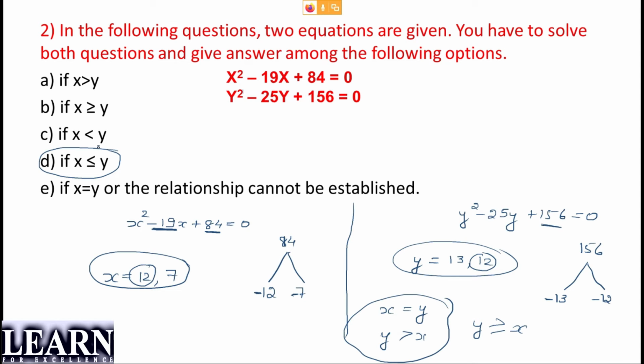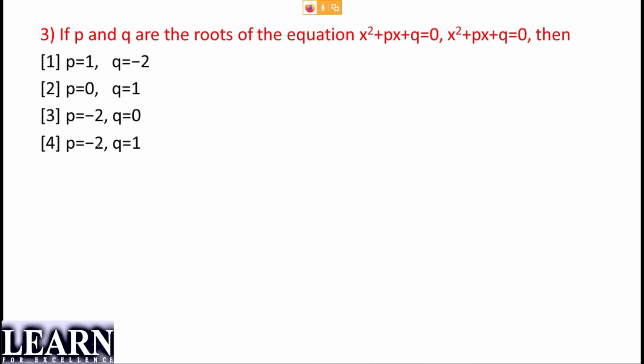Okay, this is one type of problem where you may get it for your placements with respect to CAT, or it might be for your TCS, Infosys, or any placement question where you are going to see quadratic equations. Now I'll look at the next one.